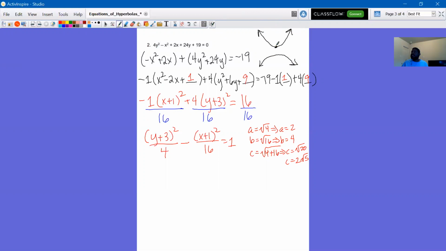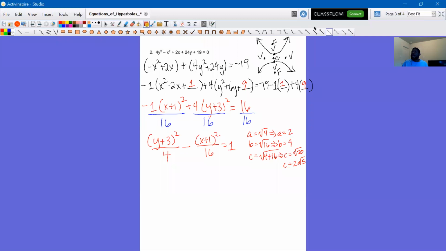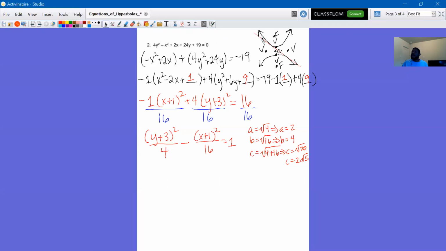So here are my vertices. My vertex is there, my vertex is there, my center is there. Here my other vertex there and there. My focus is here and my focus is here. And then we have our asymptotes, one with a negative slope that goes through the center. I know my drawing is a little off.